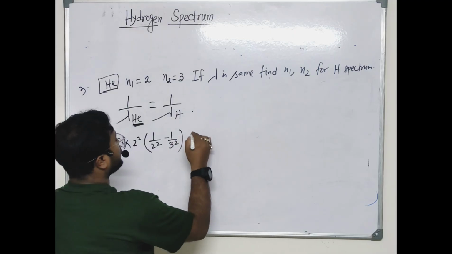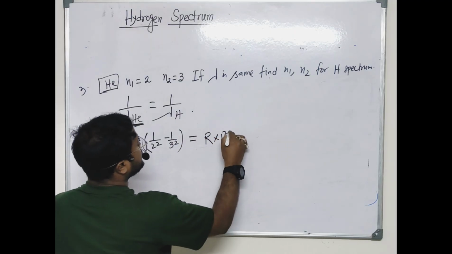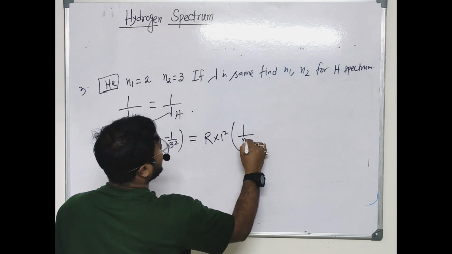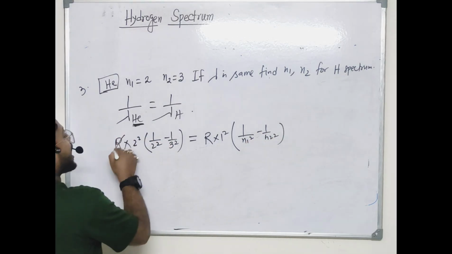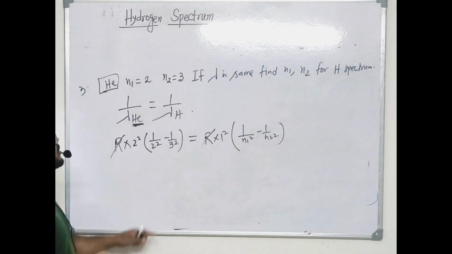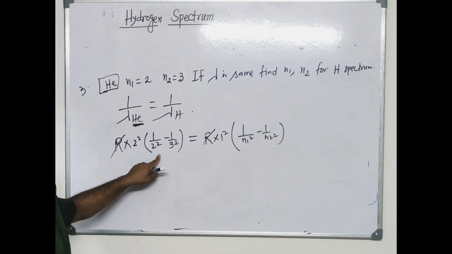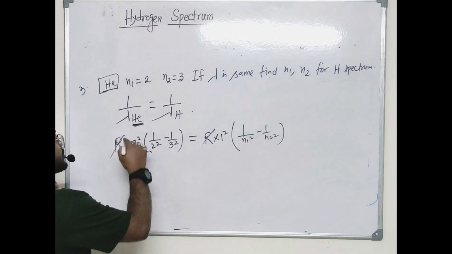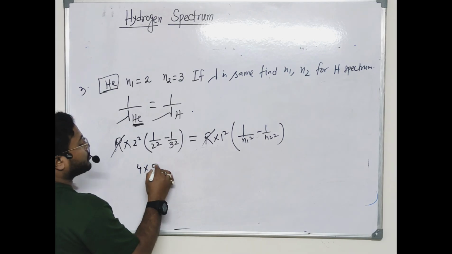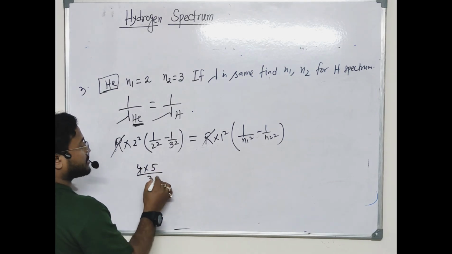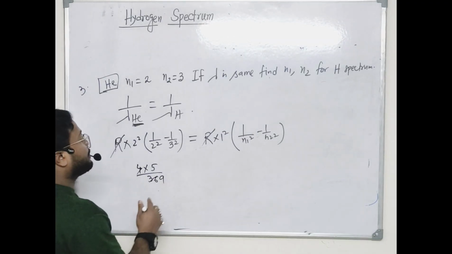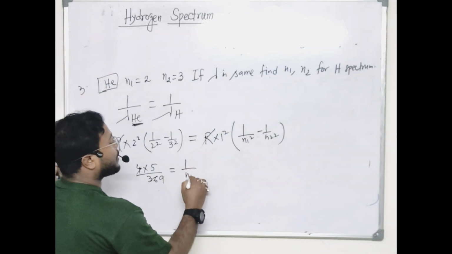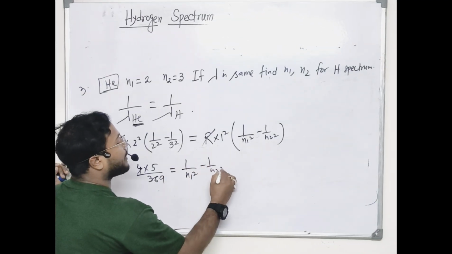This is equal to R into 1 square into 1 by N1 square minus 1 by N2 square. R cancelled. So this is 9 into 4, 36. This is 5 by 36. So I can write 4 into 5 by 36. That is 5 by 9. That value is 5 by 9. So 5 by 9 is equal to 1 by N1 square minus 1 by N2 square.